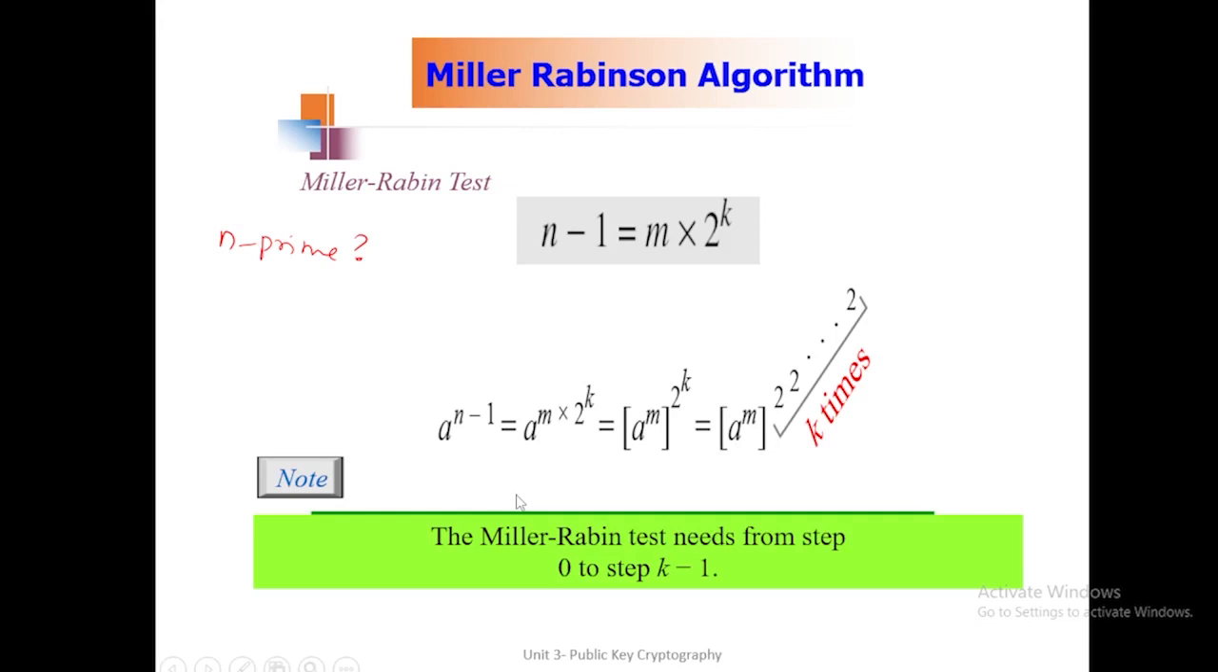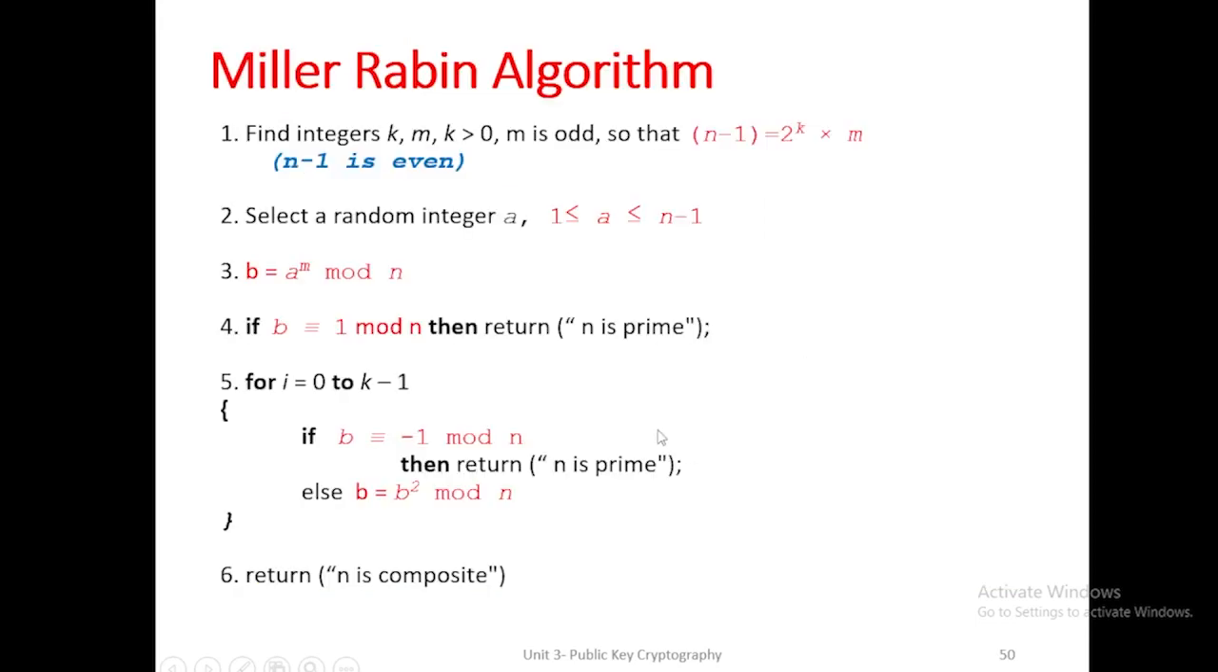So this is the way. This will be taken as b, and we should do b squared. Then again you check whether it reaches minus 1. If it does not reach minus 1, then you square again. In this way you should repeat. So up to k times, if the b value is not minus 1, then the number is composite. So this is the overview of the Miller-Rabin algorithm.